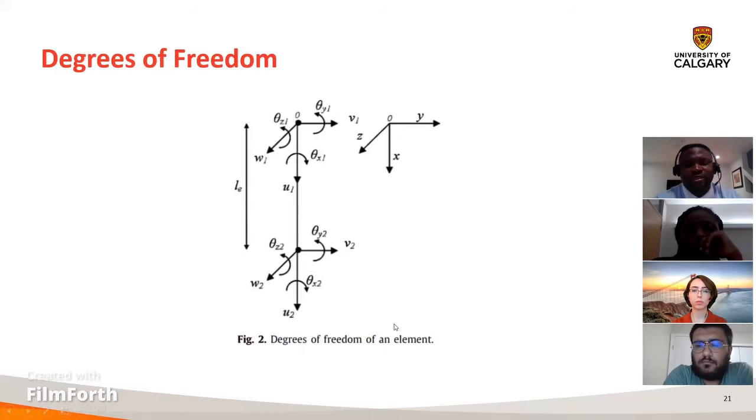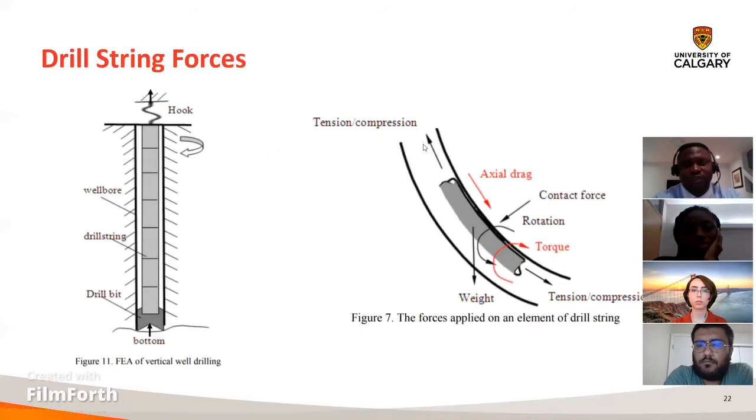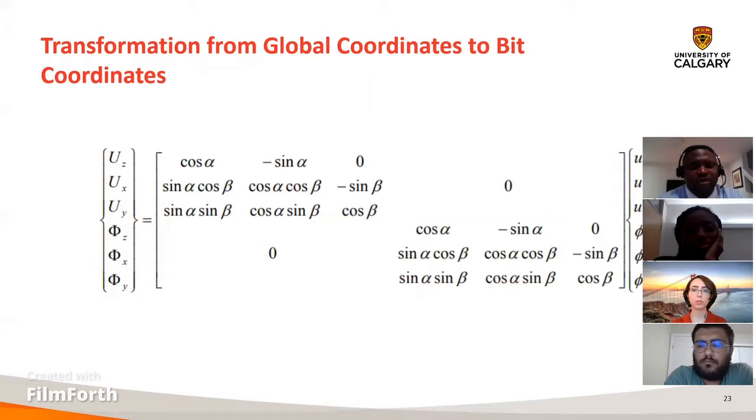And so there are 6 degrees of freedom per node. One element has two nodes, with three translations and three rotations on both sides. And the y direction is nothing, x is TVD, z is easting. So these are the forces acting on both the vertical and the directional drill string. And for us to be able to calculate these forces and displacements, we need to convert the bit coordinates to the global coordinate system and do some labeling.